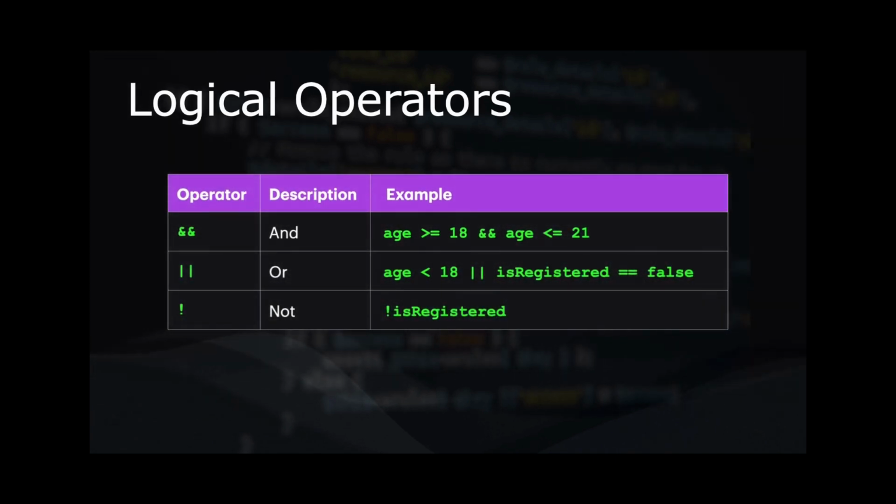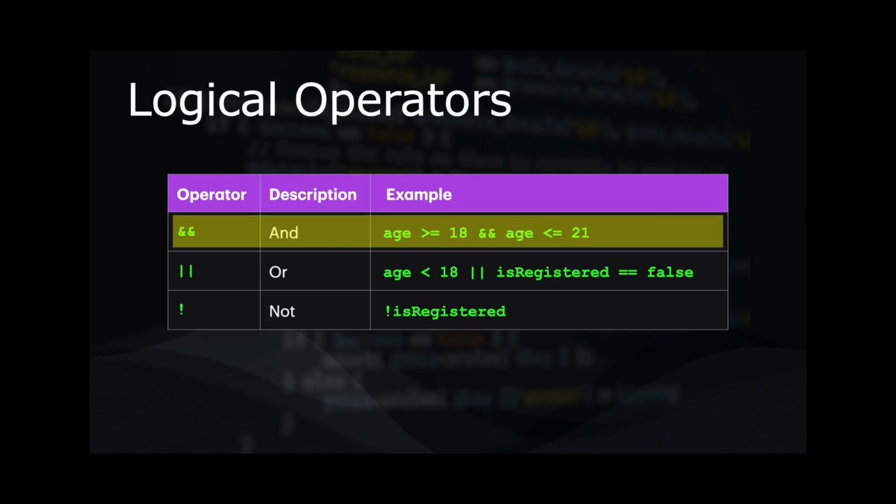Two ampersands, or what you probably think of as two and symbols, is the logical AND operator. It returns true only if both operands are true. This example evaluates to true if age is greater than or equal to 18 and age is less than or equal to 21. If age is too low or age is too high, the expression evaluates to false. It basically checks to see if age is between 18 and 21.